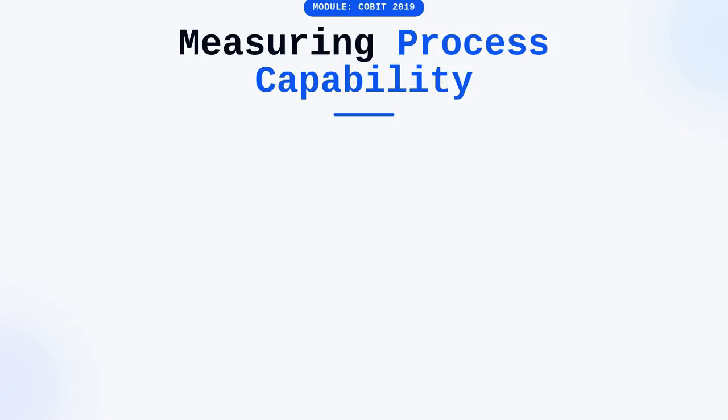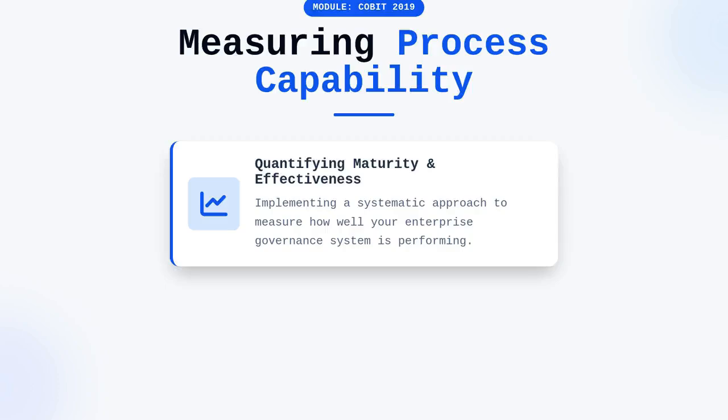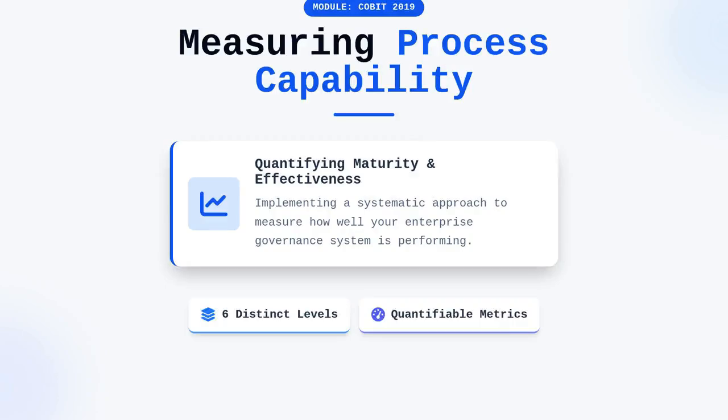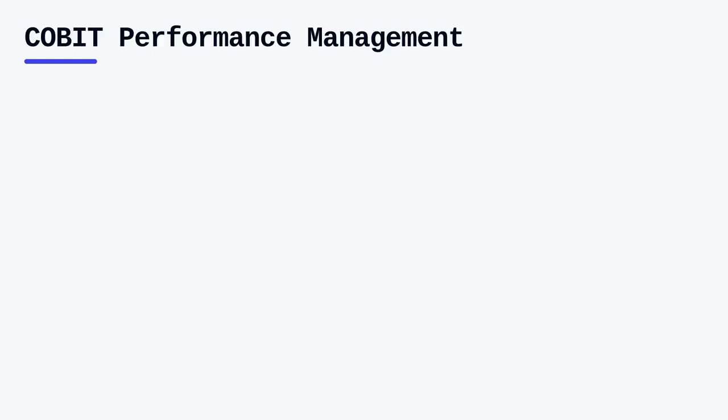Welcome back to our discussion on COBIT 2019, where today we will shift our focus to the measurement of process capability within an enterprise governance system. In this lesson, we will examine the 6 distinct capability levels that allow us to quantify the maturity and effectiveness of our processes. The COBIT Performance Management Scheme utilizes a capability maturity model based on the ISO IEC 15504 standard, which helps organizations move beyond simple binary assessments.